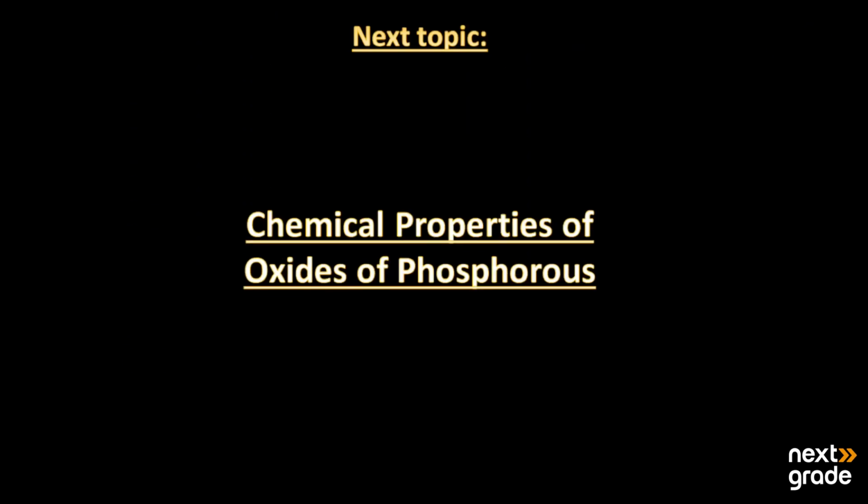The next topic that we will discuss is the chemical properties of the oxides of phosphorus, that is, how they chemically react with other substances, whether it is the reaction with metals, non-metals, alkalis, or other substances. We will cover that in detail.